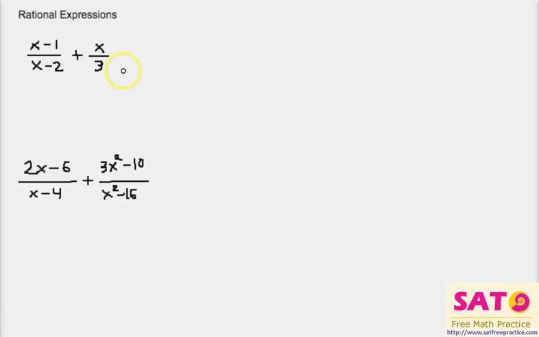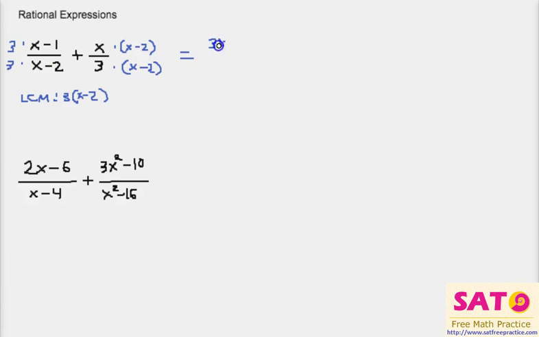So the LCM of here would be probably 3 times x minus 2. What we need to do to make the denominators the same is multiply both sides to complete the denominator. So we multiply this by 3, and over here by x minus 2. And if you change the denominator, you have to change the numerator. So let's get started.